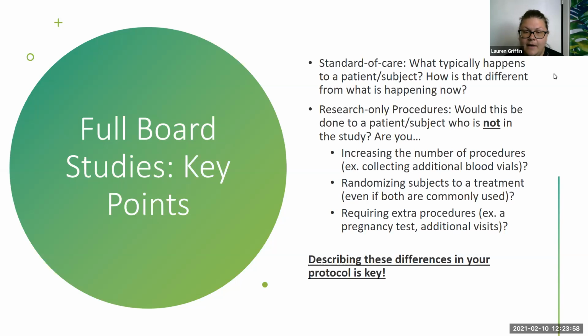Randomizing subjects, even if you have 2 things that are both very common, there is the possibility that somebody is going to be put in a group that they wouldn't be put in otherwise. So we would want to know about that. Or things like pregnancy tests. It's an extra procedure, something somebody wouldn't necessarily be doing otherwise. So describing this in the protocol is really key. It helps the reviewers understand and get that context that you're going to be the one who can provide, because you're the expert on this.